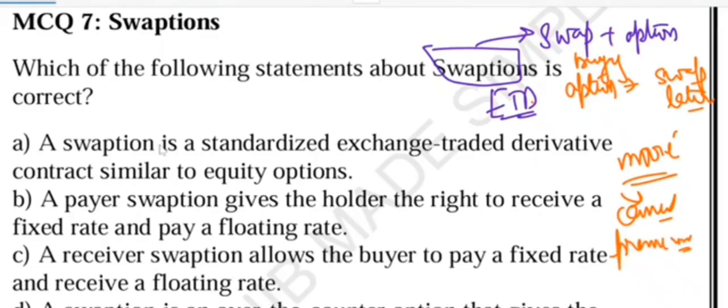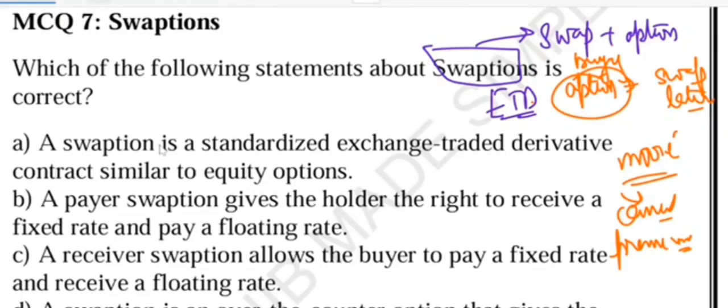Similarly, with a swaption, the buyer pays a premium to get the right, but not the obligation, to enter into an interest rate swap in the future. Because this is the characteristic of an option: you have the right but not the obligation, and you pay a premium for it. Swap here basically means IRS.